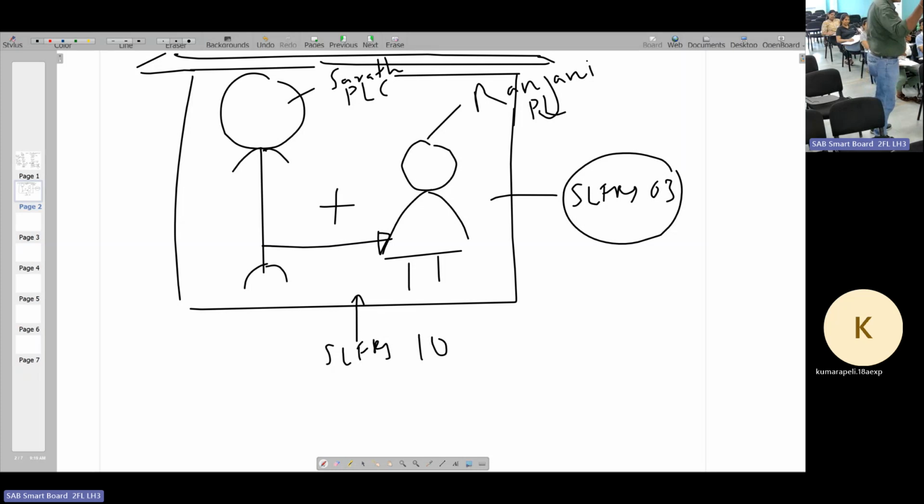Equity. Ranjini equity එක ගන්නවා කියන්නේ asset liability එකම there are assets as well as liabilities. The equity තමයි Ranjini ගන්න. Equity. Ranjani's equity will be acquired by Sarat.